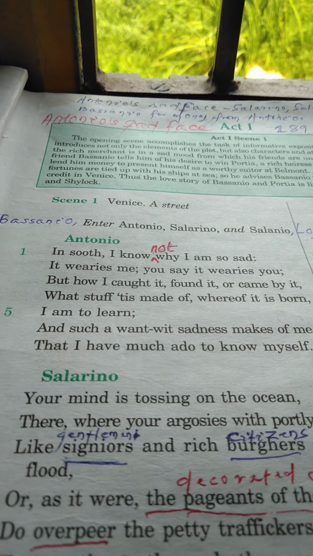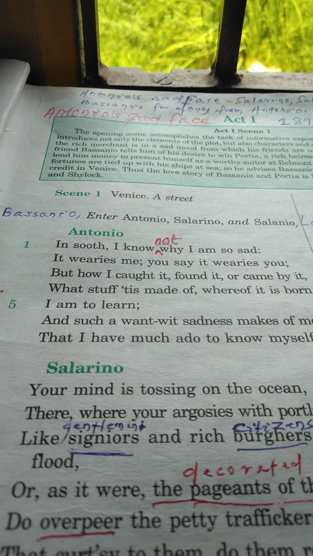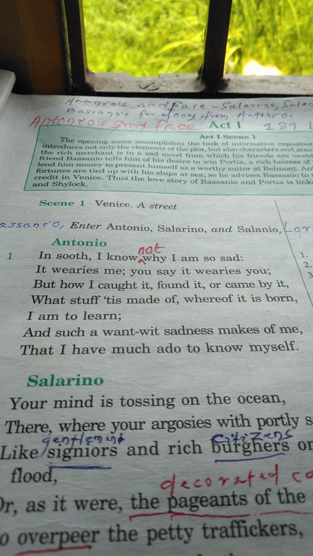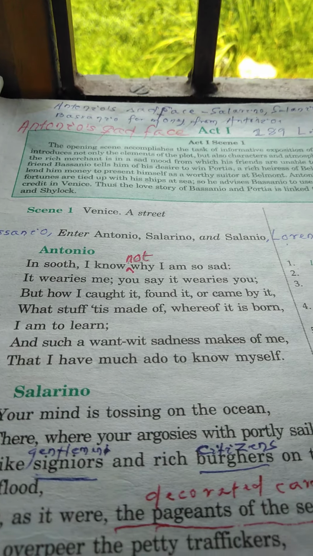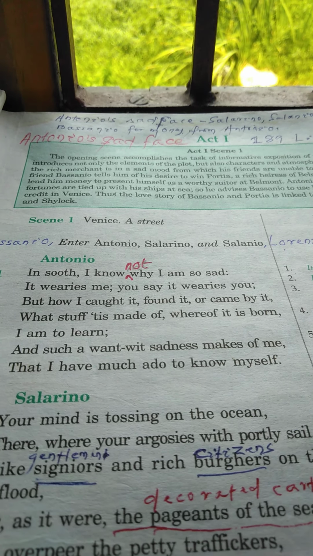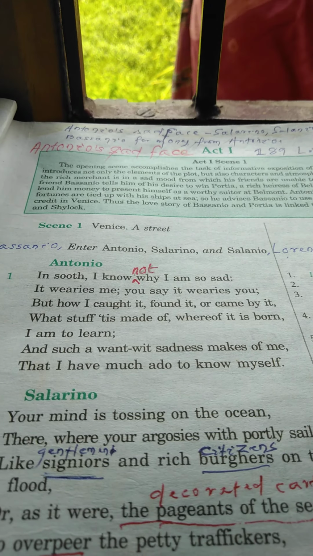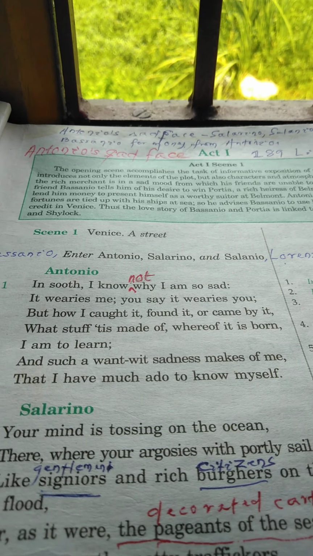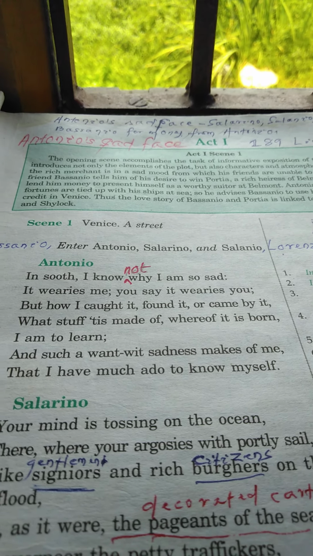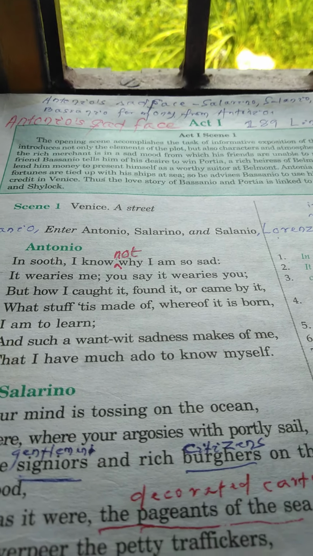Much ado means much trouble to know myself. Since it is a witless sadness, Antonio calls it a trouble for him to find out the reason behind it.